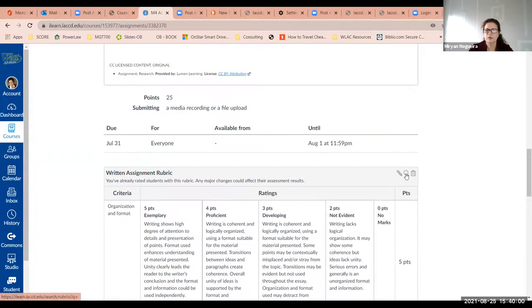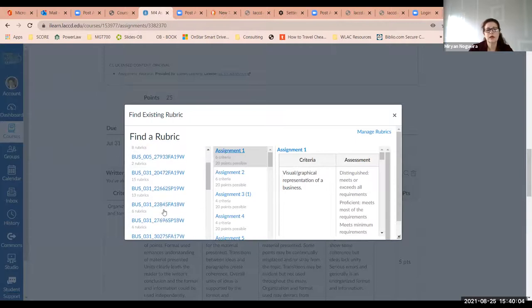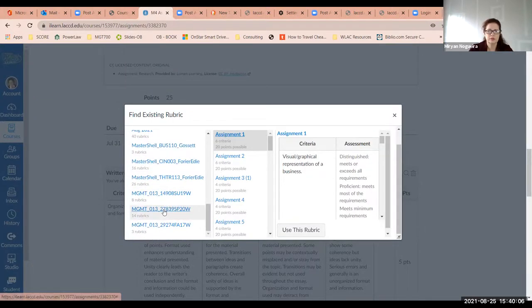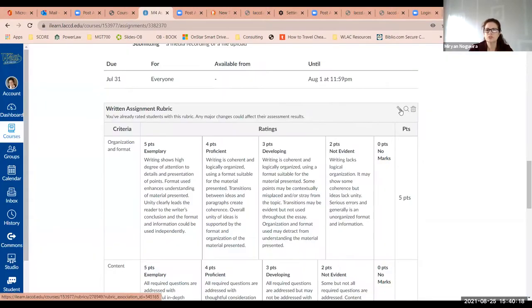When I click on this, I have all the rubrics of all the courses that I taught, and I can figure out which one I want. If I want to use this rubric, I can use it, but I can still make some changes by editing the rubric. That's very, very useful. It sounds a little complicated at the beginning.